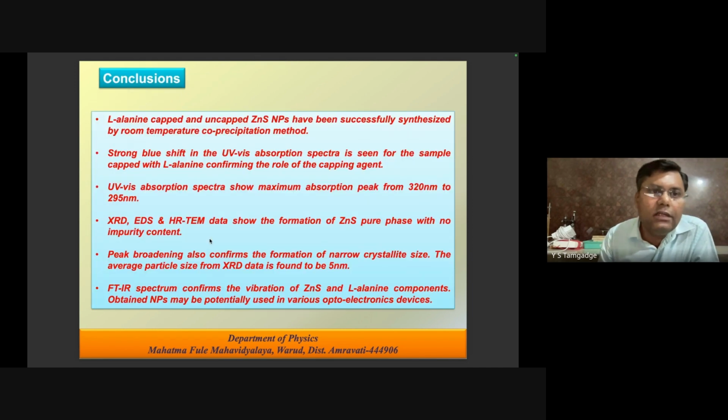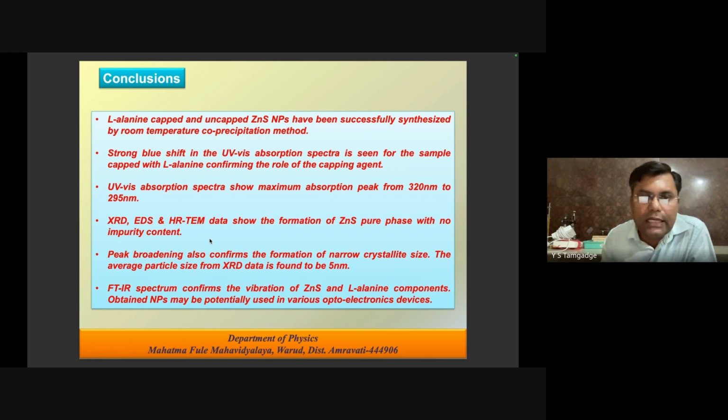So in conclusion, what we can say is that L-alanine capped and uncapped ZnS nanoparticles have been successfully synthesized at room temperature by co-precipitation method. A strong blue shift in the UV visible absorption spectra is seen for the sample capped with L-alanine, confirming the role of the capping agent. UV visible absorption spectra show the maximum absorption peak shifting from 320 nanometer to 295 nanometer.